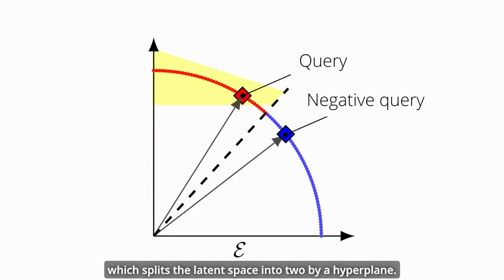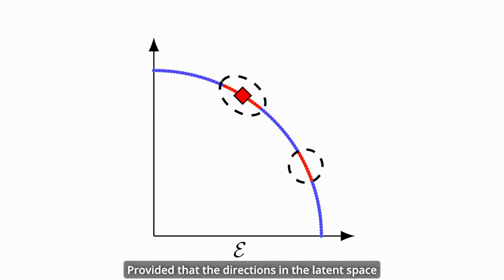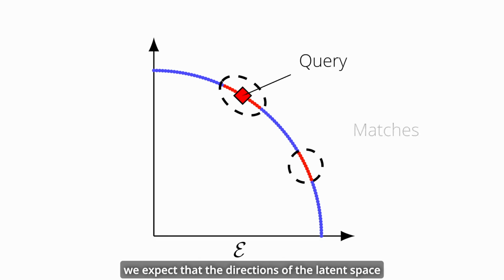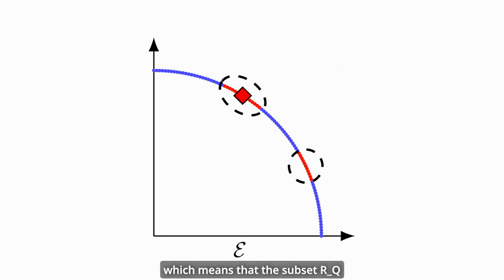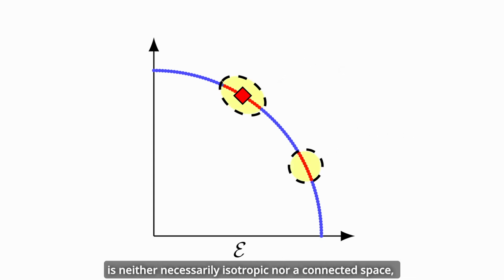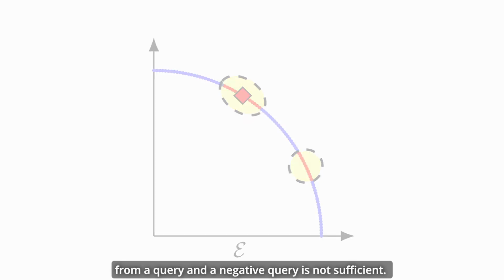by a hyperplane. Provided that the directions in the latent space have semantic meaning, we expect that the directions of the latent space have varying degrees of relevance with respect to the query, which means that the subset RQ is neither necessarily isotropic nor a connected space, reducing the effectiveness of distance-based classifiers. We argue that estimating the extent of RQ from a query and a negative query is not sufficient.